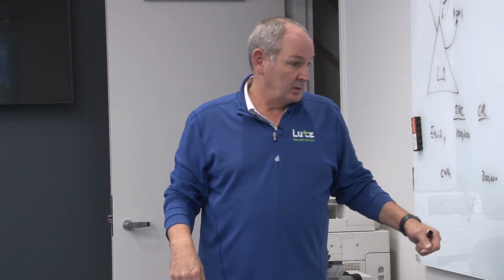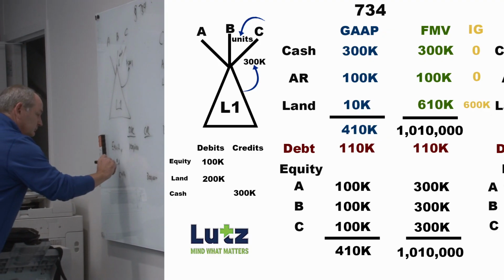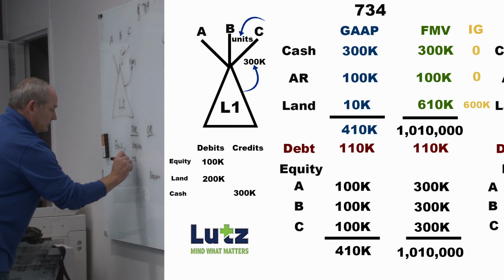Okay? So now with respect to that, you said, Max, we had a dangling debit, correct? Correct. And based on this analysis of fair market value versus GAAP, what do you think my debit should be? Land. $200.